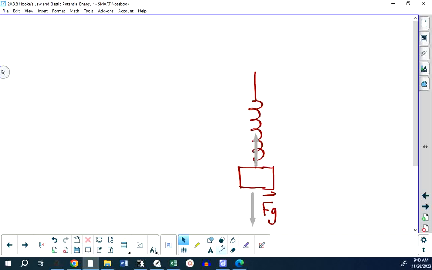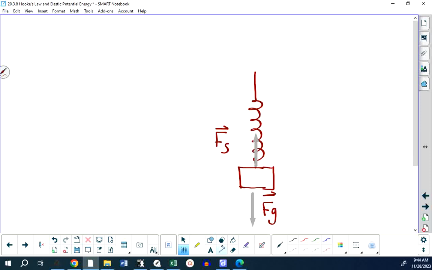The force applied by the spring. So this is the force applied by the spring. It's up. Now, the force applied by the spring to this mass is up. What's the displacement of the mass, or the displacement of the spring? It goes from this position to this position. The displacement is down. So the displacement is negative and Fs is positive.